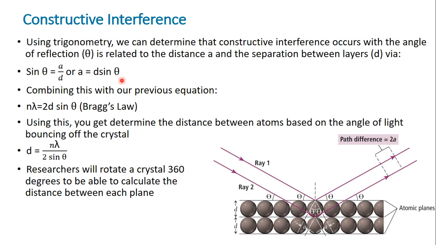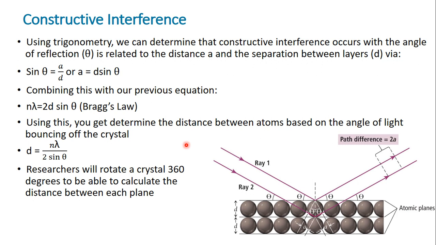And we combine this with our previous equation to get what's called Bragg's law. The wavelength of light we use multiplied by an integer will create constructive interference if it's equal to 2d sine theta. Or the distance d equals n lambda divided by 2 sine theta.